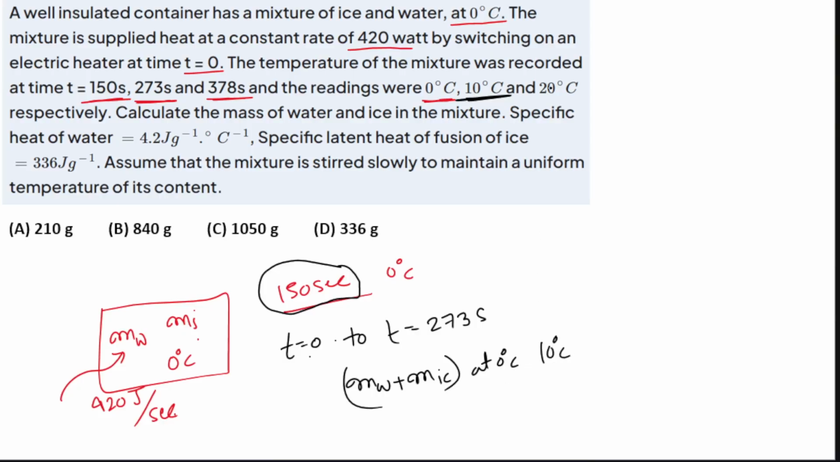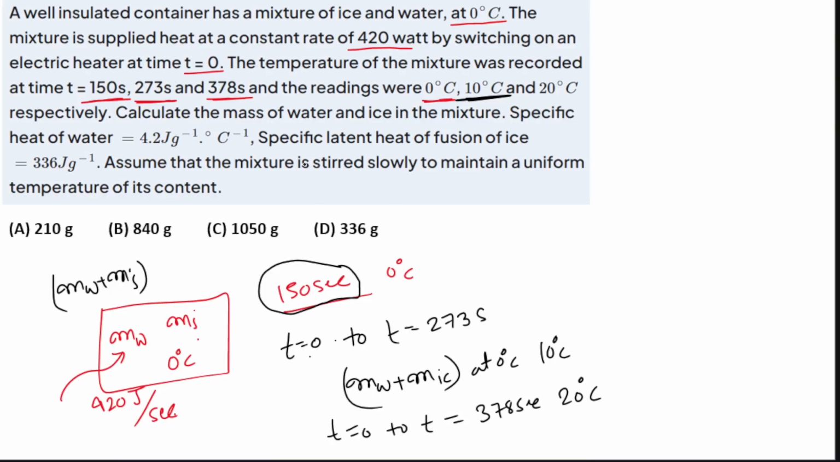Okay, and also at time t equal to 378 second. So from t equal to 0 to t equal to 378 second, what has happened? The temperature has become 20 degree. So definitely ice has melted completely and mass of water and mass of ice together, which is no longer ice, rather mass of water you can say, which is equal to mw plus mi, has risen to the temperature of how much? That is 20 degree.